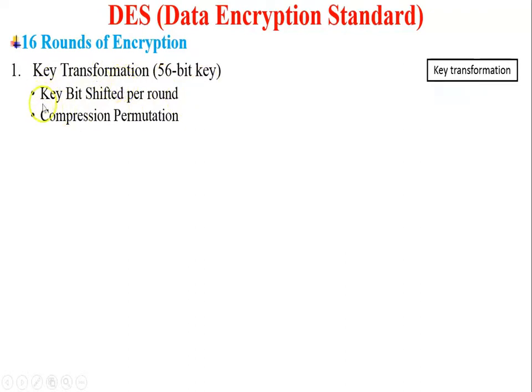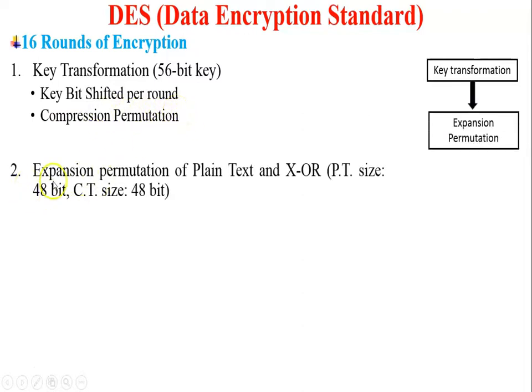Now the output of the IP is divided into two equal halves as LPT and RPT. You can see in this process that the IP output is divided into two parts, LPT and RPT. The size of the initial permutation output is 64 bit, the same as the plain text. Now it is divided into same size blocks, so it is a 32 bit LPT and a 32 bit RPT.